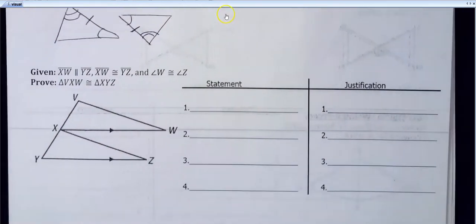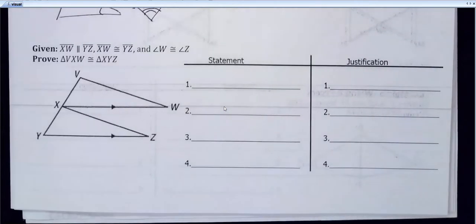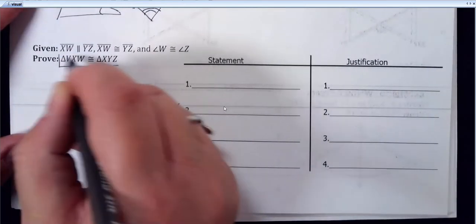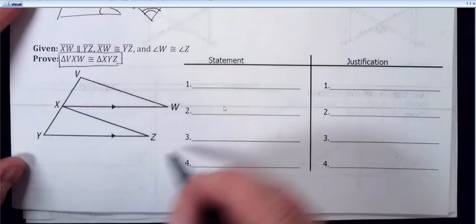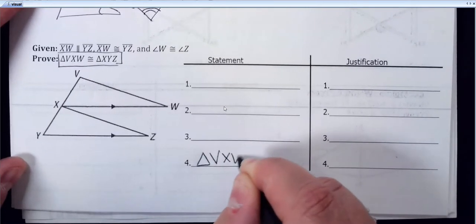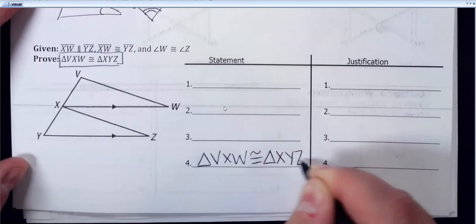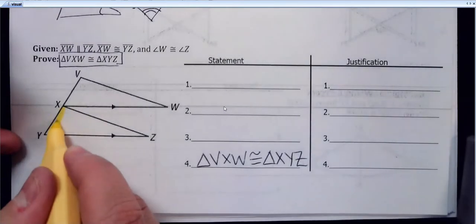So, the next one. I do have just a tiny bit of given information marked in the picture, but not much. And I want to prove in this one, triangle VXW is congruent to triangle XYZ. So I'm just going to write that as my last step. Triangle VXW. We want to prove that's congruent to triangle XYZ. I may as well at least get that point, because I know whatever the last step is, that's what I'm going to try to prove.